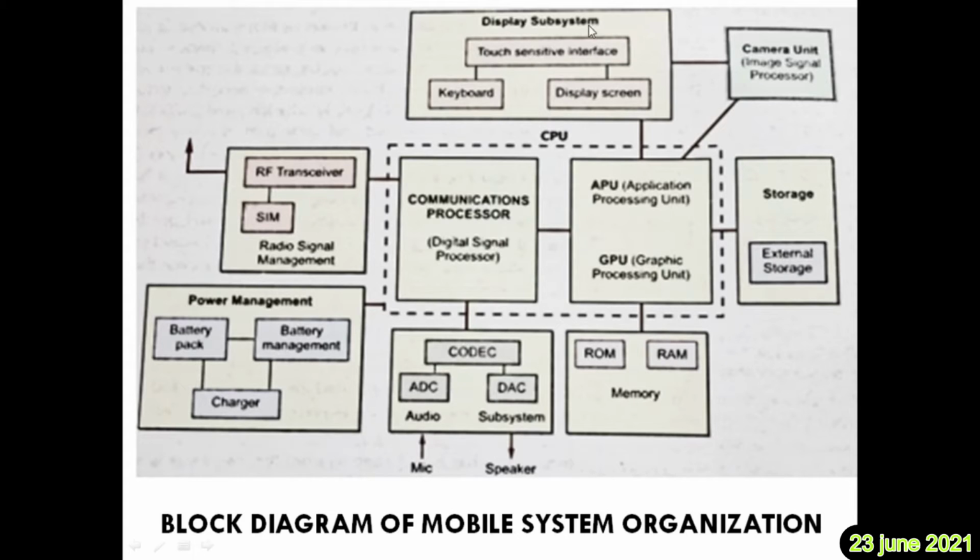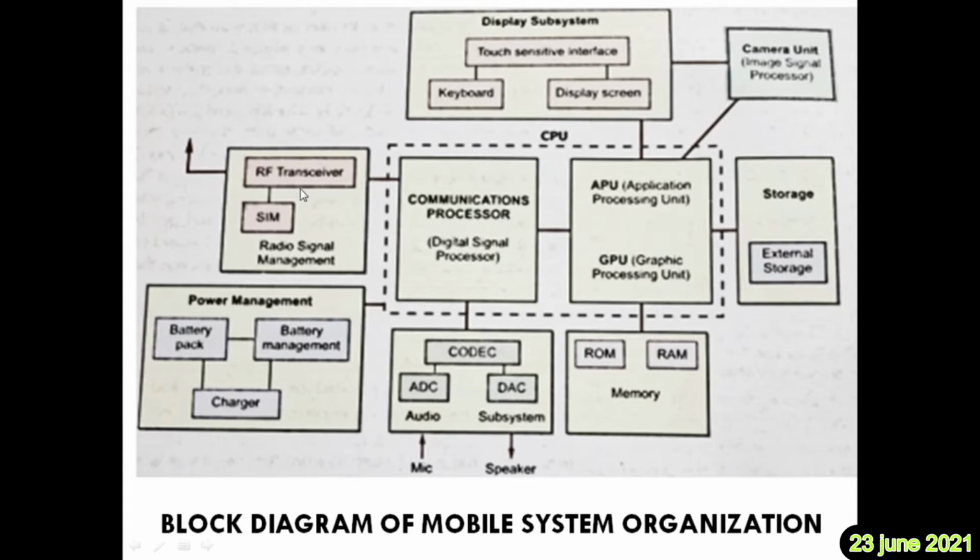Of course, it requires a display subsystem with a display screen as well as a keyboard. Then it has a memory, similar to RAM and ROM, and input output devices, that is audio as well as your mic as an input device and speaker as an output device. Then it has a secondary storage like your memory cards. Then of course the power battery management system, and this is the main one: the RF receiver, that is the transceiver, with the help of a SIM. This makes it possible to connect to the communication service providers, maybe Jio, maybe Airtel, maybe BSNL, whatever it is, right?